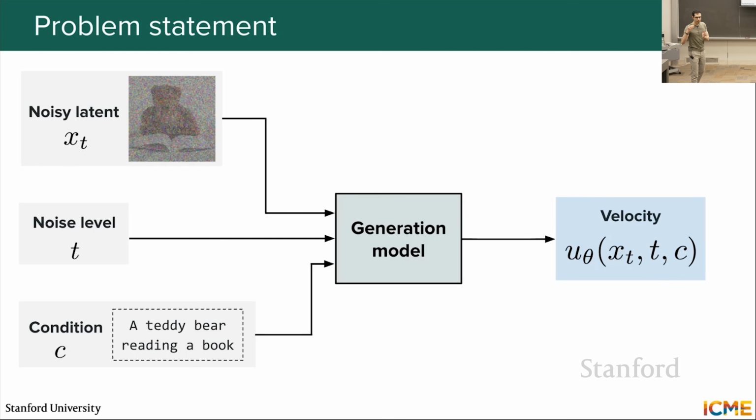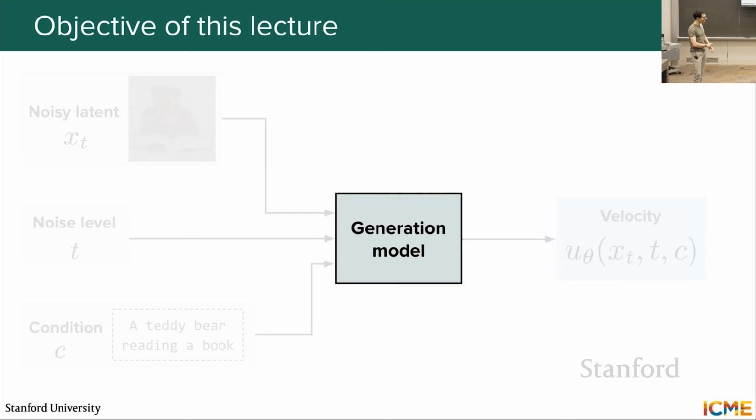And as an output, you want to predict, let's say, the velocity that will allow you to then iteratively move towards your desired predicted image. And the goal of this whole lecture is to focus on that generation model. So that's the model that we're talking about.